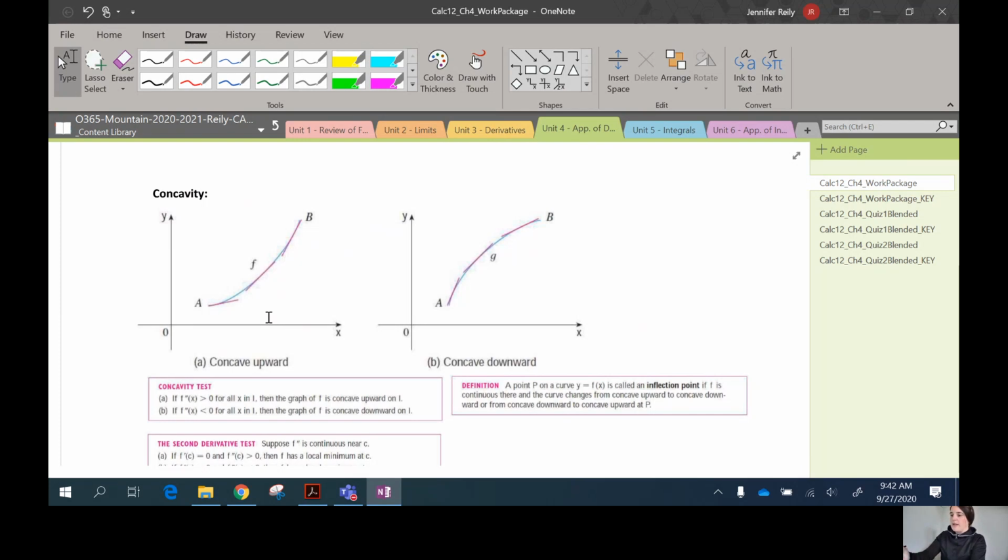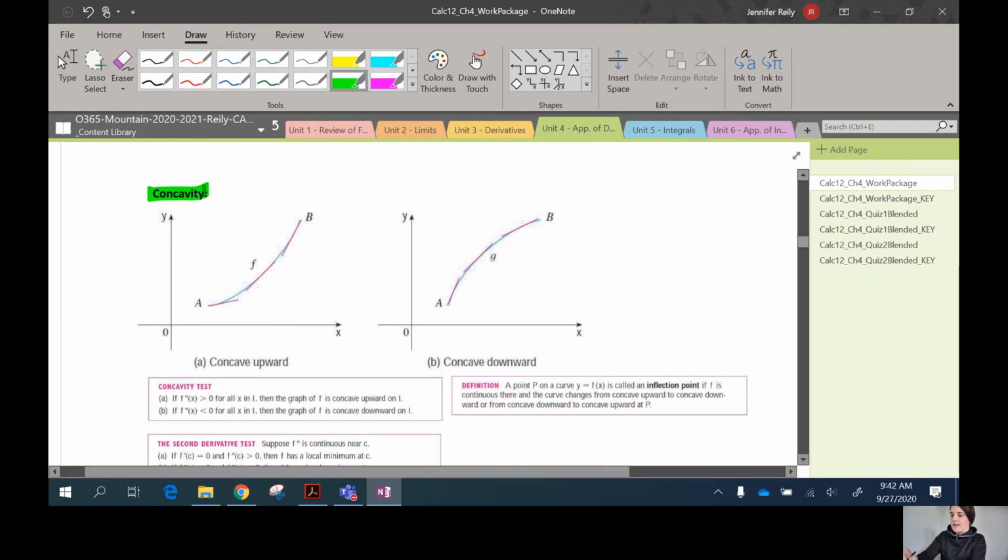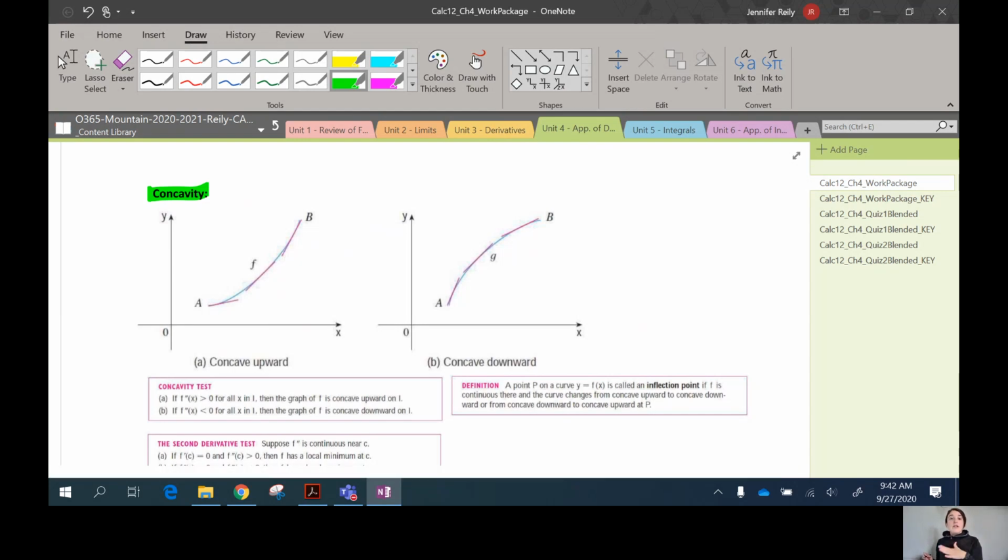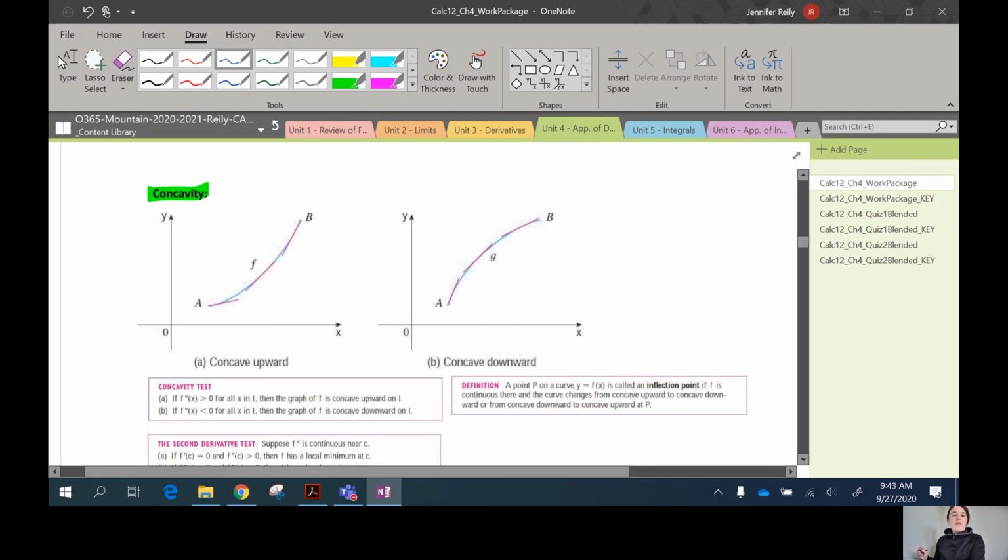There's a new word for us to learn here, and I'm going to highlight all the new words in green today. Concavity. Nonlinear graphs can be increasing or decreasing, but they also have concavity. Concavity tells you whether the graph is sort of a U shape or sort of an N shape, or happy face or sad face, as I like to think of it. These are the two different types of concavity shown here in the two graphs.